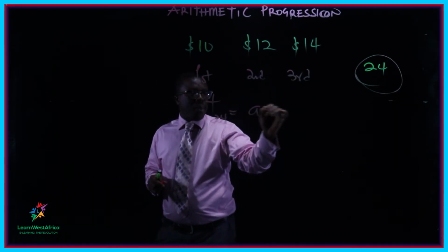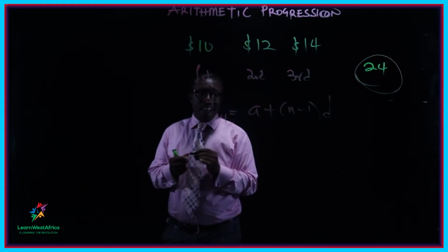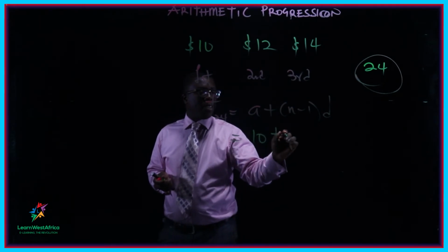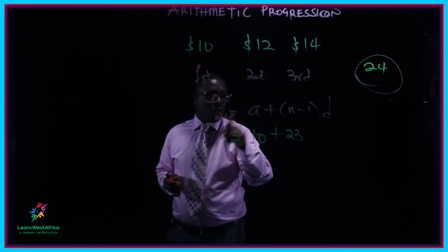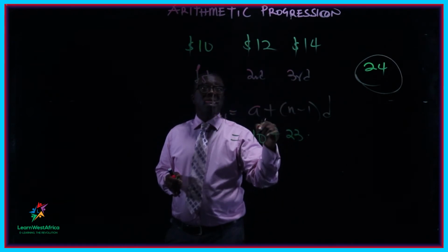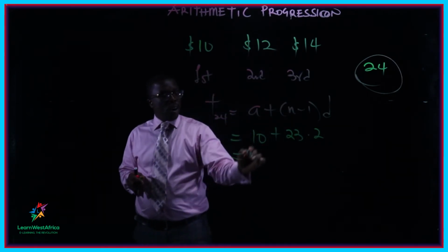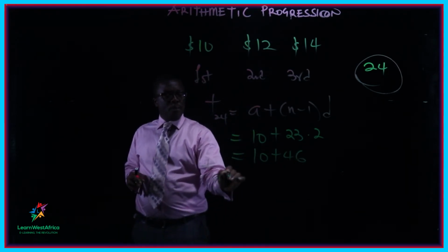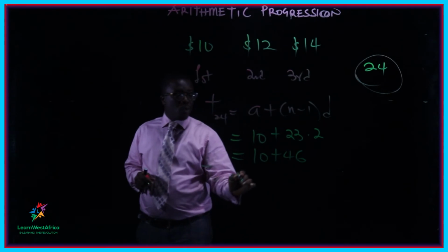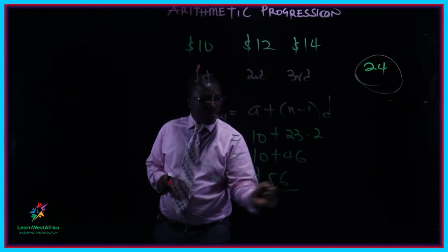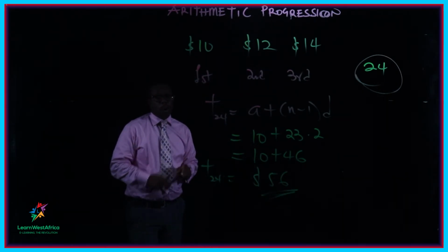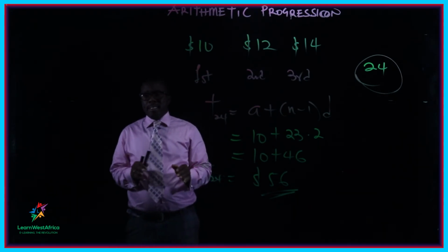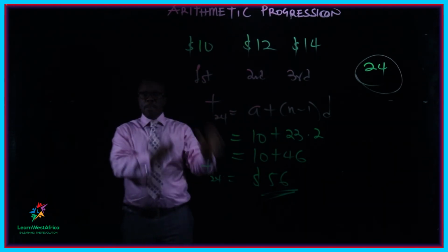So we're going to have a plus n minus 1 d, like we already know. That's going to give you 10 plus 23, because 24 minus 1 is 23. Then our d will be 2. So you're going to have 10 plus 46. Her 24th payment is going to give you $56. Hope you're okay with that. So after the 24th month, she is going to make $56 as payment in the final month.